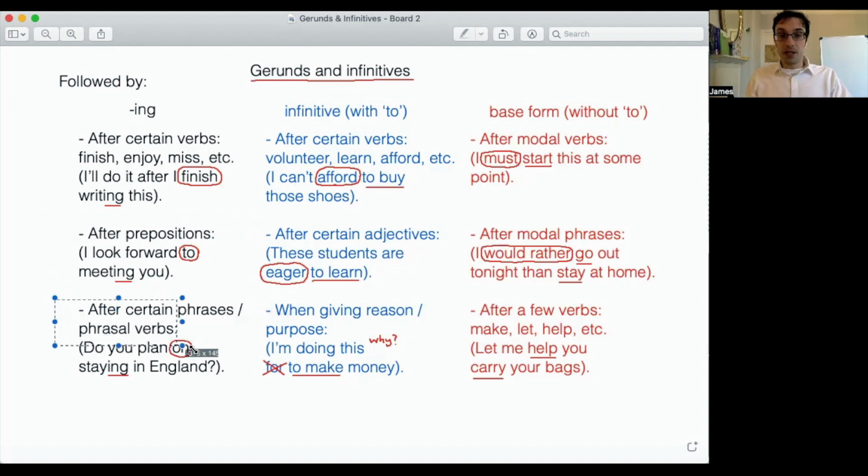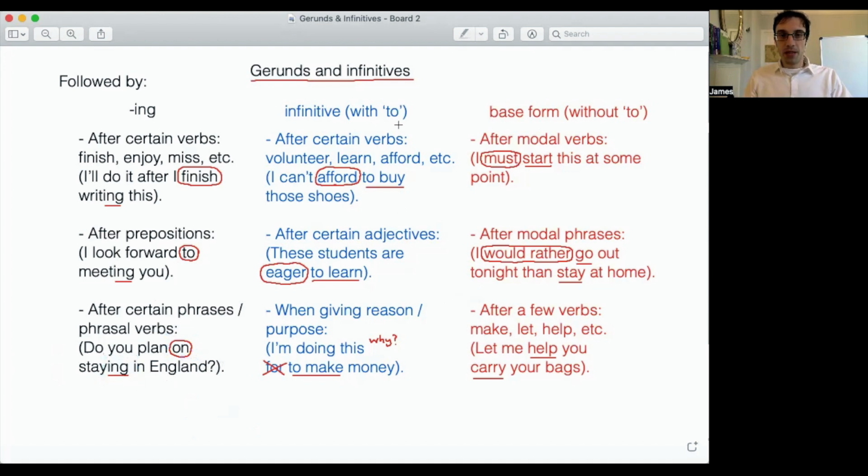Okay, after certain phrases or phrasal verbs, because as we know, phrasal verbs contain prepositions. So, do you plan on staying in England? Now, this is another good point to mention. The word plan on its own is actually followed by the infinitive. So if I remove on, which doesn't change much in meaning in this case, I would use the infinitive. So do you plan to stay in England would be the correct way of saying that. But because I've turned it into a phrasal verb and added the preposition on, this now becomes staying.